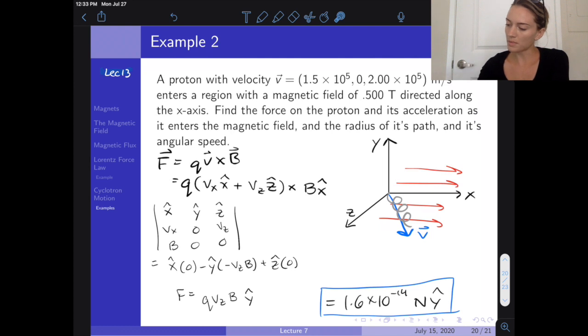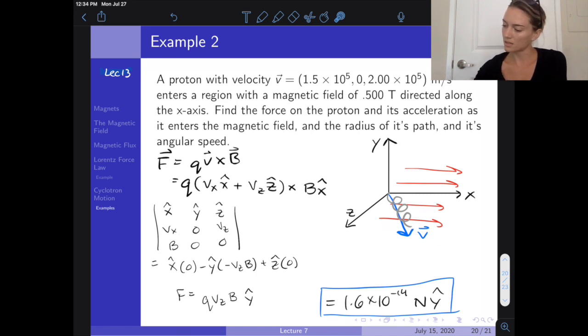So this problem is from lecture 13. It's page 20. And it's the example where we have a proton with a velocity given by this, so the velocity is in the x and z hat direction. It enters a region with a magnetic field of 0.5 Tesla directed along the x-axis. So the magnetic field is directed along the x-axis only. We want to find the force on the proton and its acceleration as it enters the magnetic field, and the radius of its path and its angular speed.